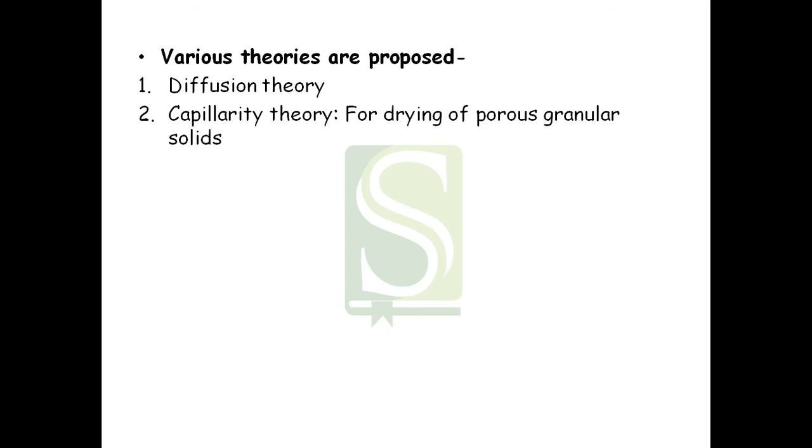As the pore diameter is very small inside a granule compared to the surrounding granules, the liquid surrounding the granules can be removed easily. Then pore liquid inside a granule is vaporized. So we can say the diffusion theory is applicable to hygroscopic material, and the capillarity theory is applicable to the porous granules. Okay, and the next theory is the pressure gradient theory.